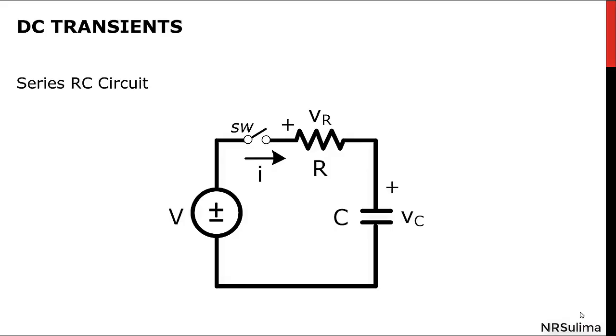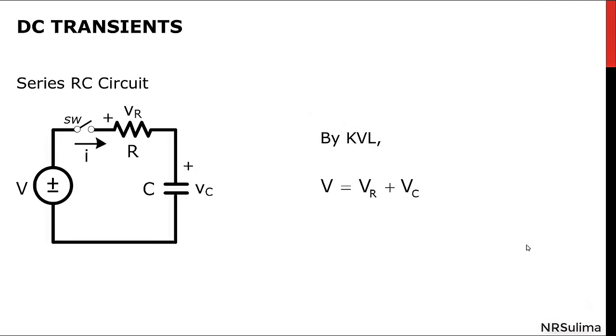Now we have the series RC circuit. To be able to find the current equation of a series RC circuit with a DC voltage source, by KVL, our equation is supply voltage V equals the sum of the voltage drop across the resistor and the capacitor. Expressing the voltage drop as a function of time, we know that VR is equal to IR and the voltage across the capacitor is given by the formula 1 over C integral I dt.